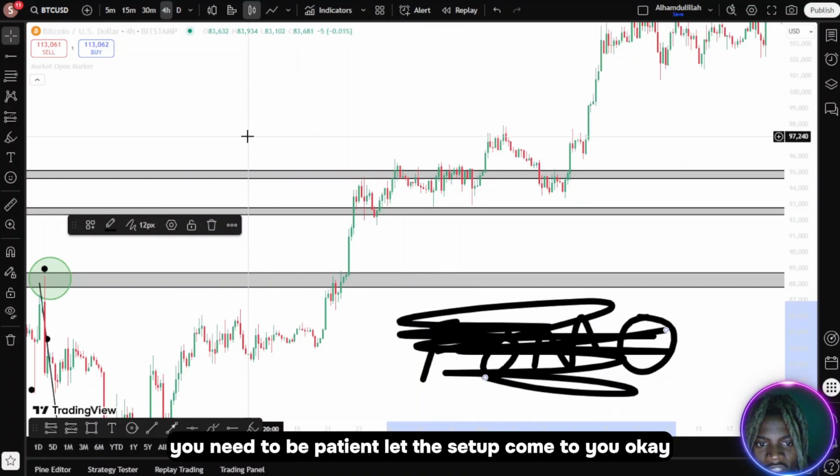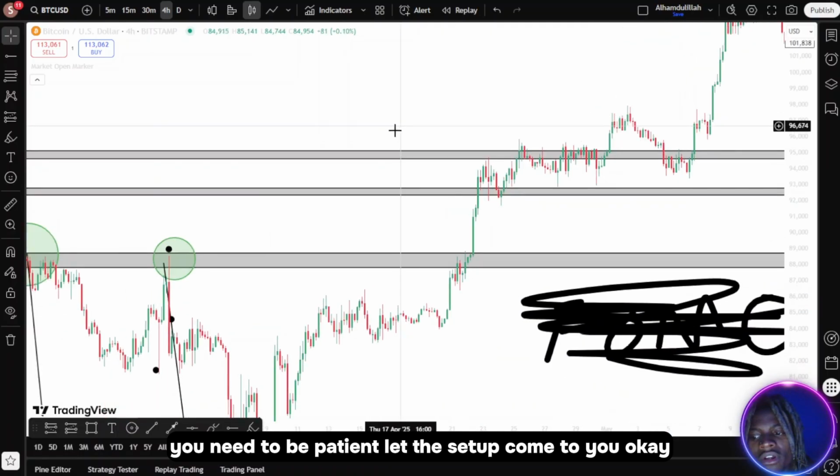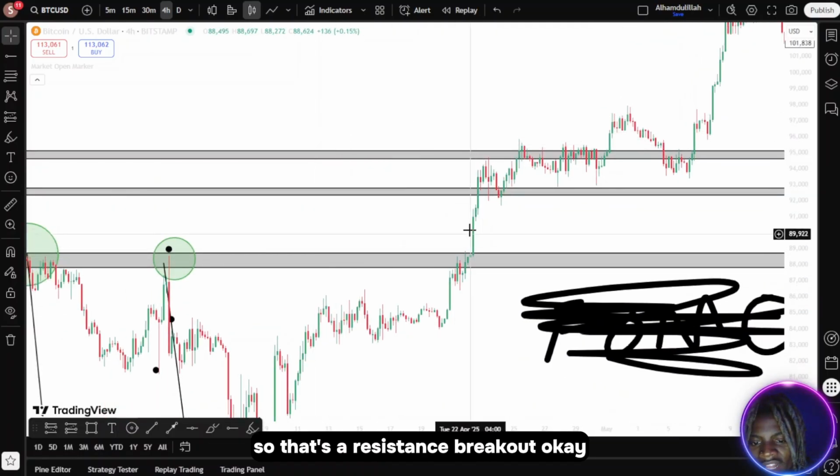You need to be logical. You need to be patient. Let the setup come to you. So that's a resistance breakout.